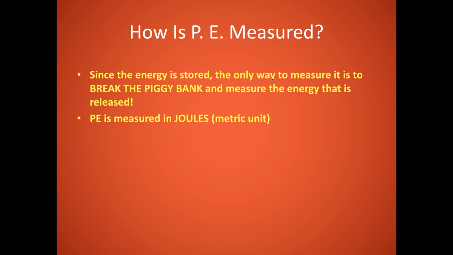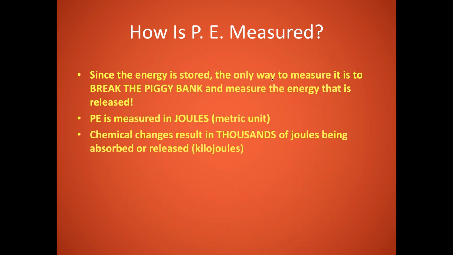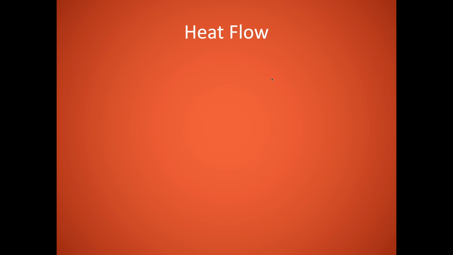And the unit of measurement for potential energy is joules. Not that kind of joules. Chemical changes result in thousands of joules being absorbed or released, kilojoules, whereas nuclear changes result in millions or billions of joules of energy being released. The energy is stored before the change, but is released during the change.